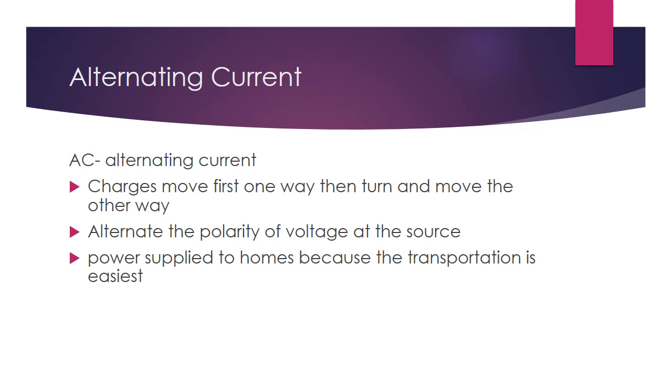The reason that they use alternating current is because it's the easiest way to transport it. We'll talk about that one in the next couple of chapters when we talk about the transformers. So in the United States, our alternating current is either a 110 or a 120. But in Europe, it's a 220.